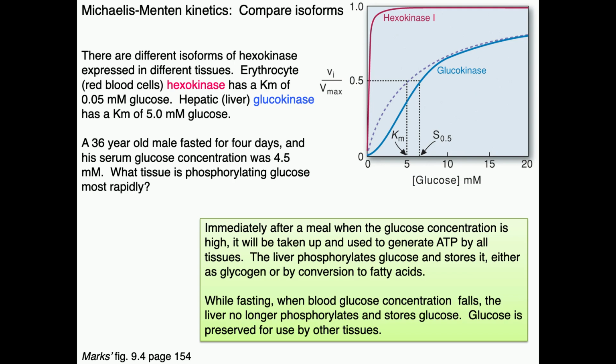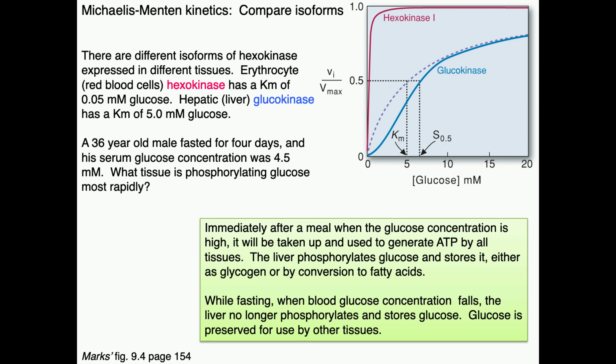Okay, so this is an example of using Michaelis-Menten data to compare different isoforms of an enzyme that perform the same reaction. You could also use a similar strategy, like if you identified mutants in hexokinase that had one or more amino acid substitutions at a position, you could compare the effects of amino acids at different positions on enzyme kinetics.